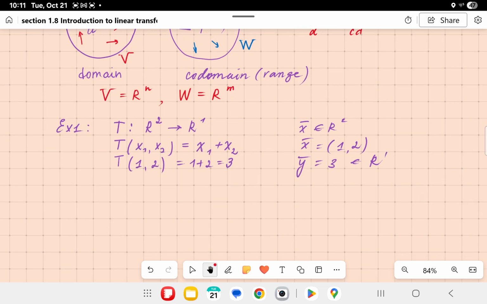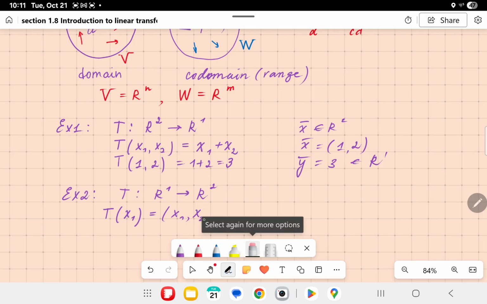Well, it's not necessary that the space is going to just shrink every time you do a transformation. You can actually make it bigger. I'm going to give you an example of a transformation which is transforming a one-dimensional vector space into a two-dimensional vector space. So I'm going to give you the formula. T of x1 equals x1, x2, oh, not x2, but x squared. Sorry.